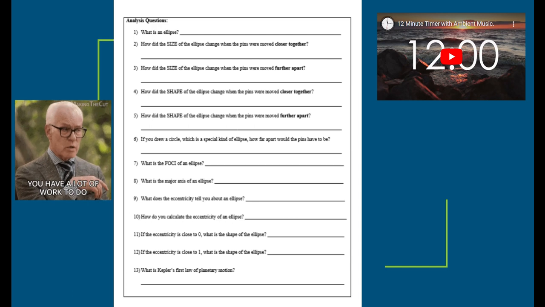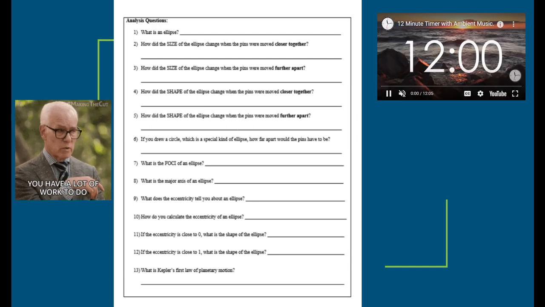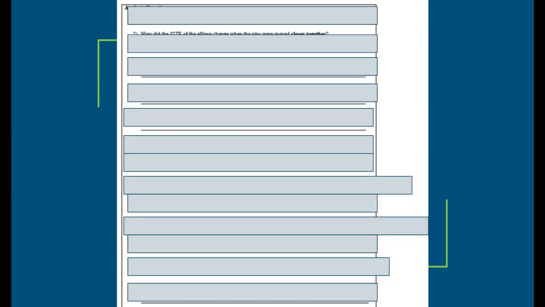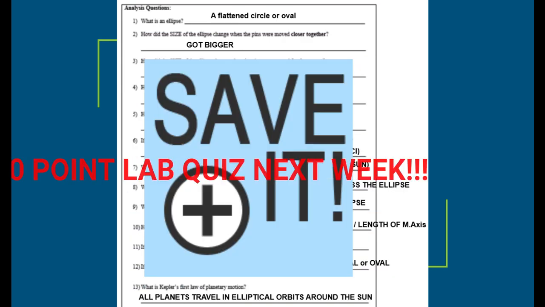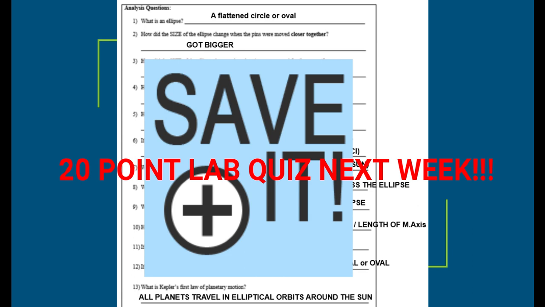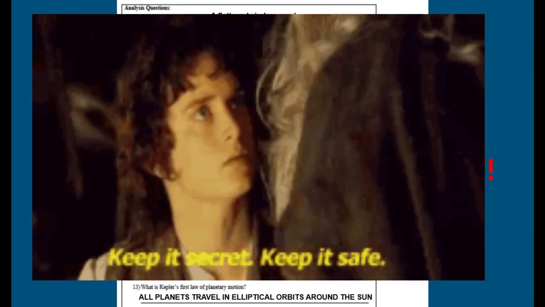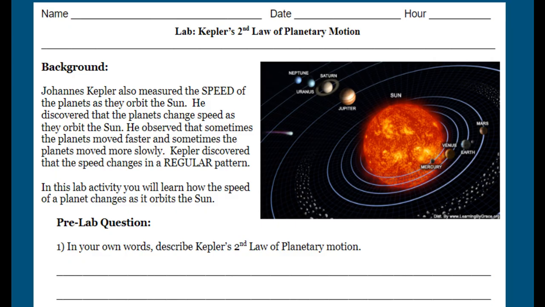So we're going to give some time to answer the questions on the very back of the first lab. We'll go over the answers together. We're going to save it, and there will be a 20-point summative lab quiz next Tuesday, depending on time here. It might get pushed further out. We'll start then Kepler 2.